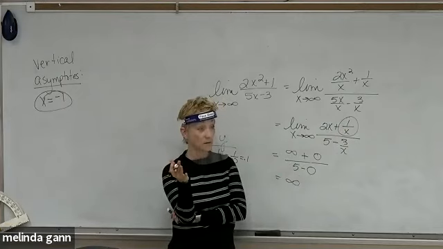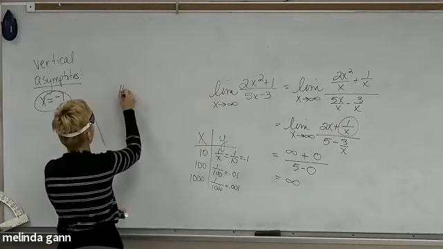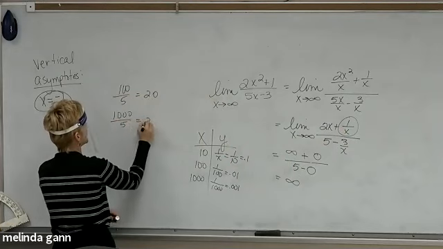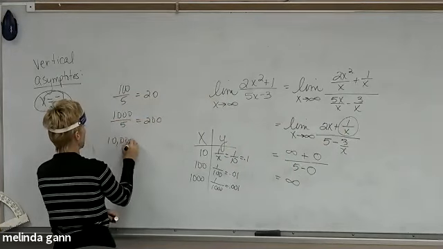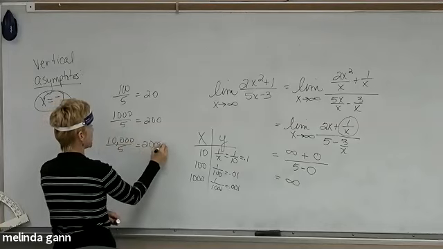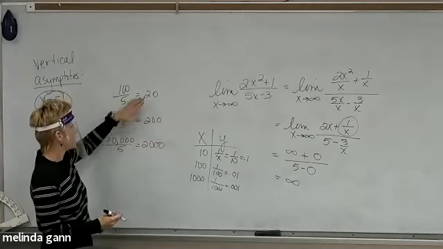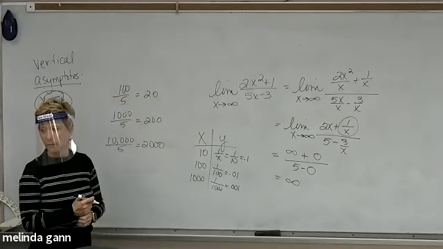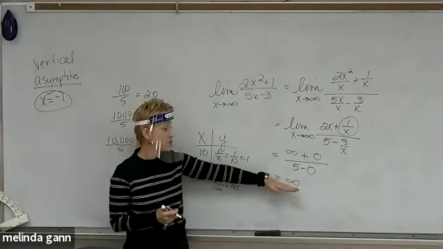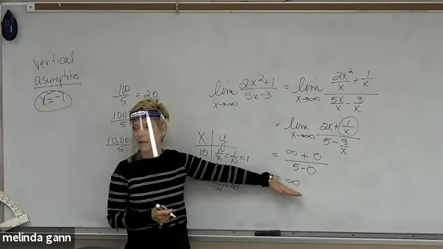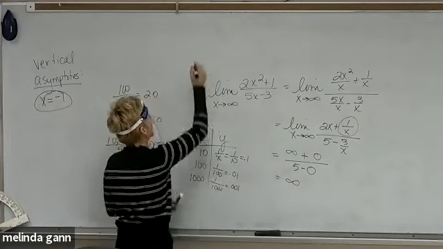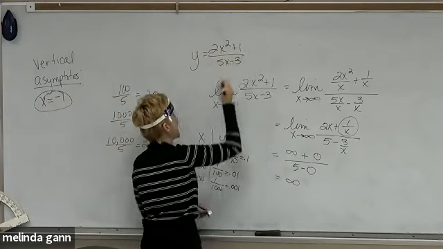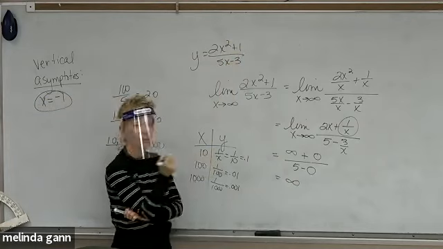Everybody clear about that? I mean, if you take 100 and divide by 5, it's 20. If you take 1,000 and divide by 5, it's going to be 200. If you take 10,000 and divide by 5, it's going to be 2,000. Everybody with me? So that dividing by 5 is slowing it down, but it's still getting what? Bigger. So did you get a number answer or did you get an infinity answer? You got an infinity answer. So does this graph have a horizontal asymptote? Yes or no? No. That would be your proof that it doesn't.